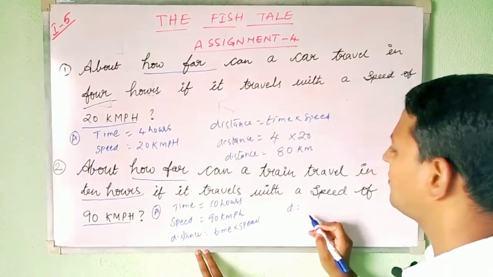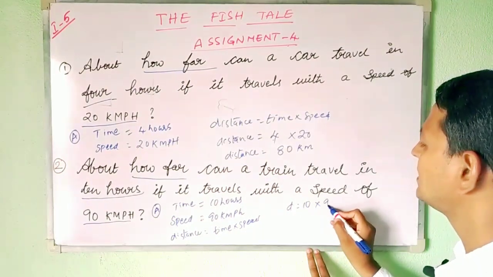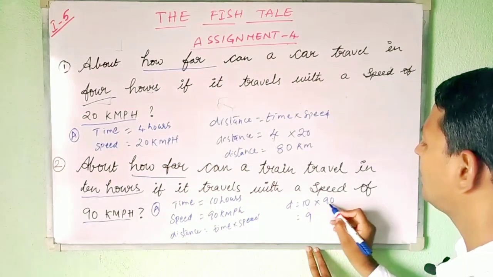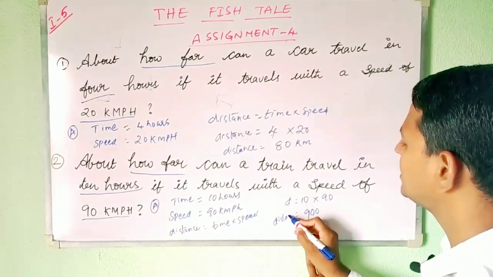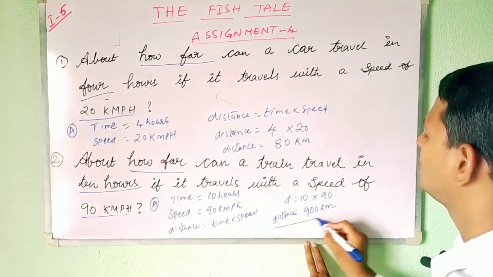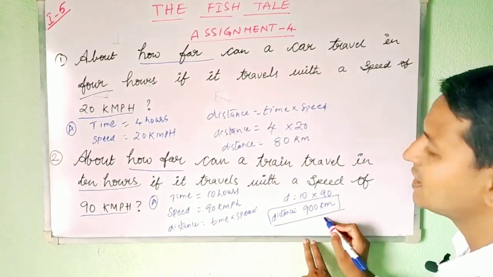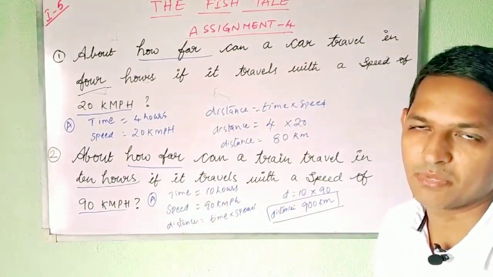Distance is equal to time into speed. What is time here? Time is 10 hours and speed is 90 km/h. 10 into 90, 1 nine are 9. Here 10, here 10, so 2 zeros. And distance is measured in kilometers. So how much distance will it cover? It will cover 900 kilometers if that train is moving with a speed of 90 km/h.